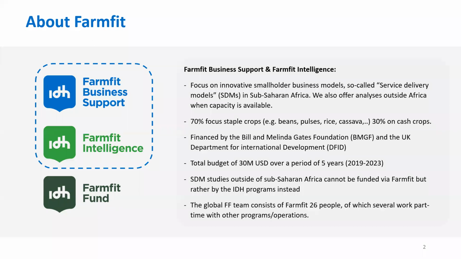In contrast to most other IDH programs, 70% of our work is on staple crops, so that's beans, pulses, rice, cassava, and only 30% is on cash crops. This program is financed by the Bill and Melinda Gates Foundation and the UK Department for International Development, DFID for short. We have a total budget of $30 million over a period of 5 years. We signed in January, so we go beyond the IDH funding cycle.